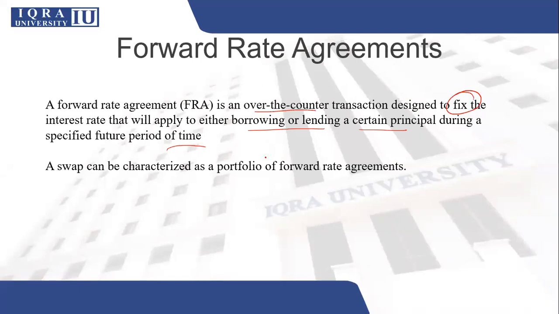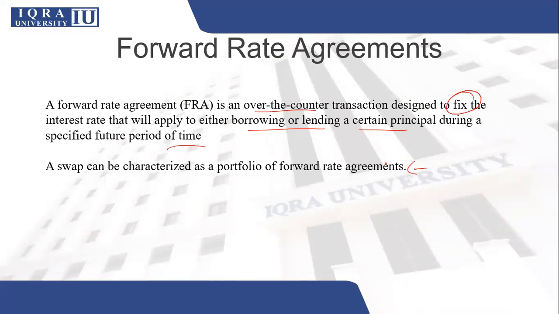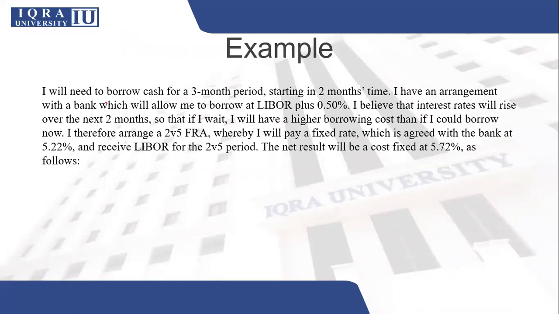So a swap can be characterized as actually a portfolio of forward rate agreements. So it's similar to a swap transaction. But instead of swaps having multiple transactions, a forward rate agreement is for one transaction only. So for example, I will need to borrow cash for a 3-month period starting in 2 months' time. So this person needs to borrow cash for a period of 3 months, but not now, after 2 months. So after 2 months, he will borrow for 3 months. So that makes the total time period 5 months.